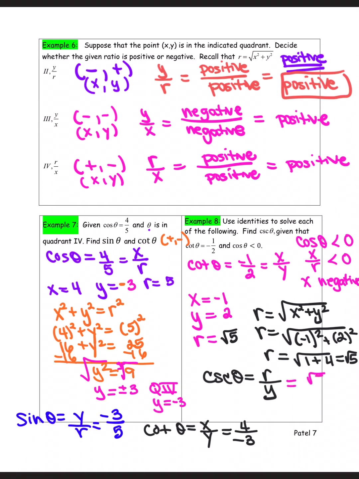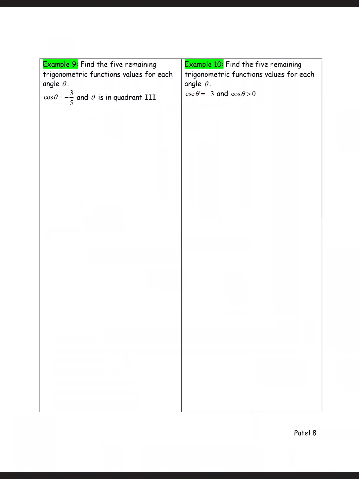R is square root of 5, y is 2. Example 9. Find the 5 remaining trig function values for each angle theta. Cosine of theta is negative 3 over 5, and we're in quadrant 3. Keep in mind, in quadrant 3, x is negative, y is negative.